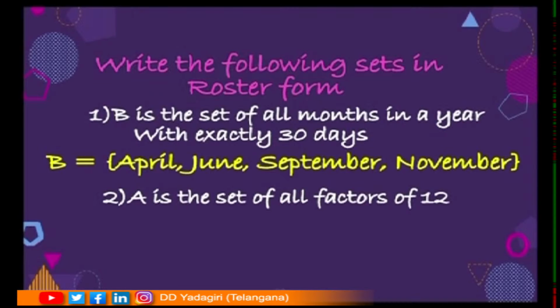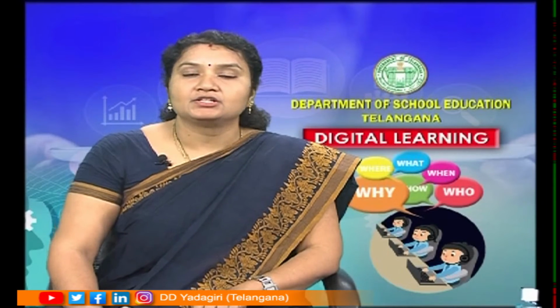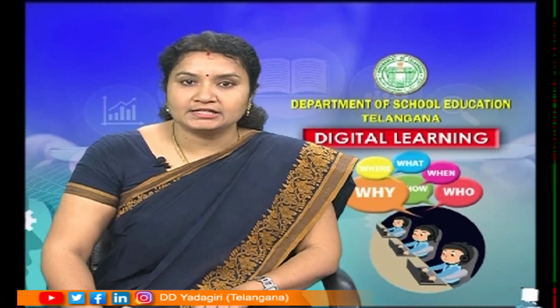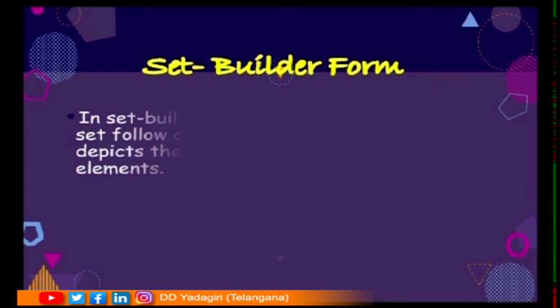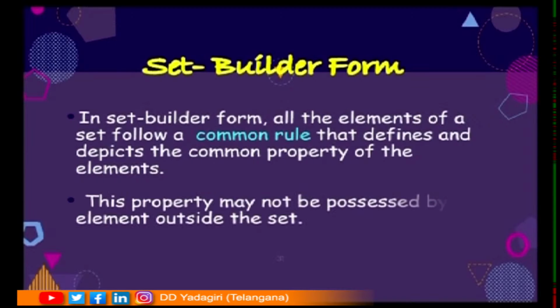Now, let us take another example. A, which is a set of all factors of 12. Now, again factors, which means numbers which divide 12 exactly, leaving a remainder 0. So, the elements of A are 1, 2, 3, 4, 6 and 12. Now, let us learn to write a set in set builder form. In set builder form, all the elements of a set follow a common rule that defines and depicts the common property of the element. This property may not be possessed by the element outside the set.